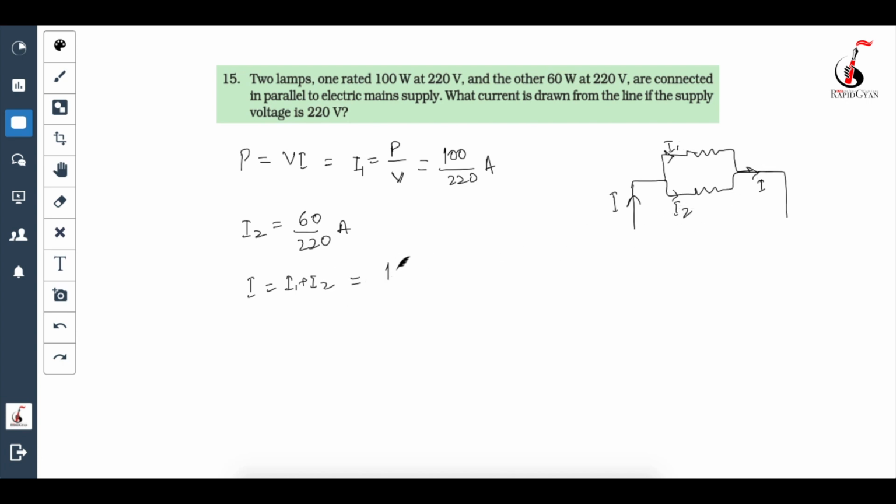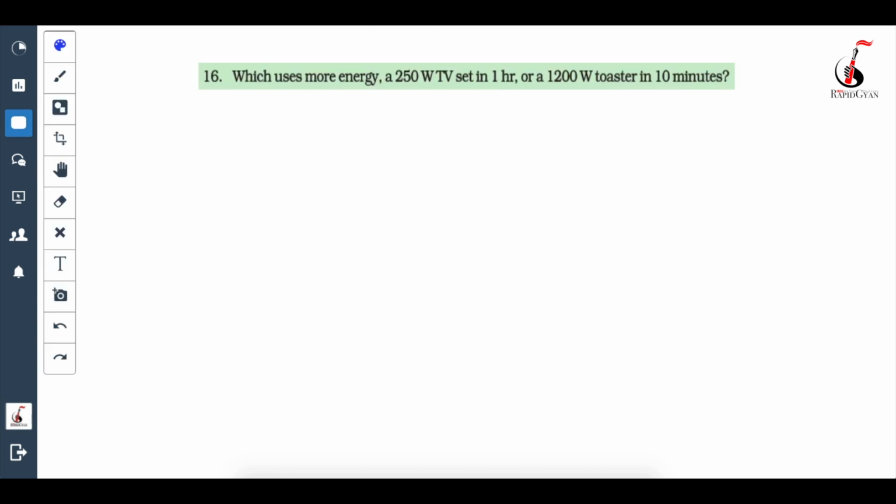So that will be equal to 100 plus 60 upon 220, which is 160 upon 220, with 220 being the common denominator, which you will further solve. So your answer will be somewhere equal to 0.727 ampere. That's your answer. Hope you guys understand this. So let's go to the next question.